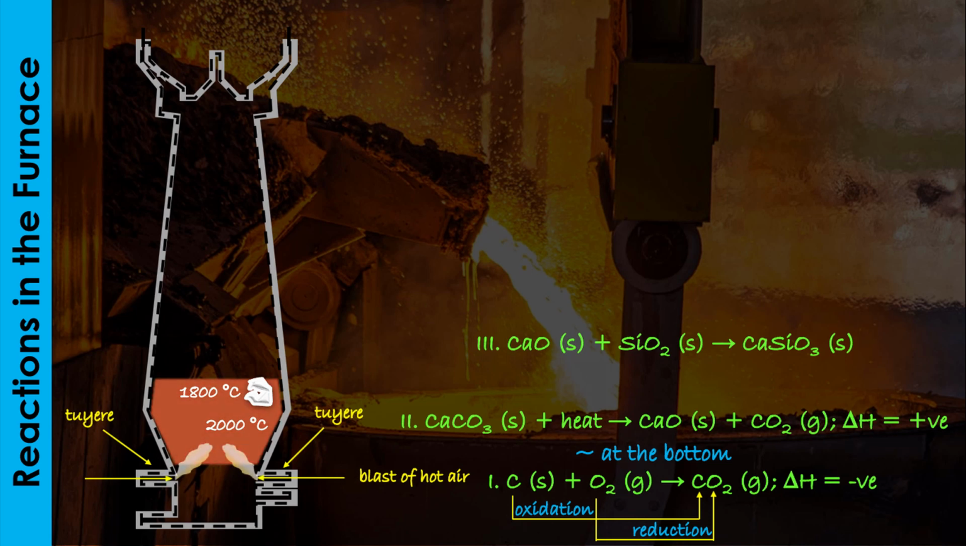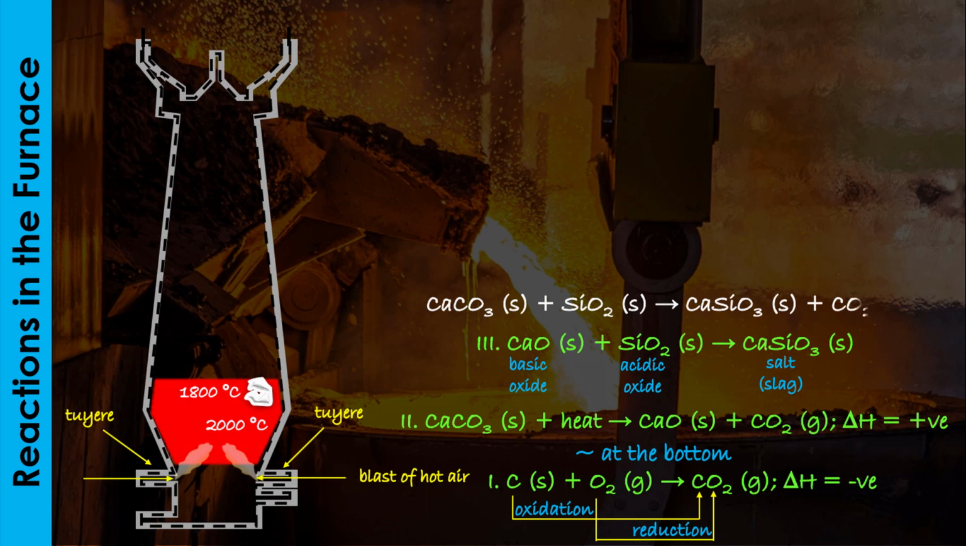Can you explain why this reaction is said to be a neutralization reaction? Not really? Okay, it's simple. It's a neutralization reaction because calcium oxide, which is a basic oxide, reacts with silicon(IV) oxide, an acidic oxide, to form calcium trioxosilicate(IV), which is a salt. The two reactions can be compressed into one and rewritten as calcium trioxocarbonate(IV) plus silicon(IV) oxide to give you calcium trioxosilicate(IV) and carbon(IV) oxide.